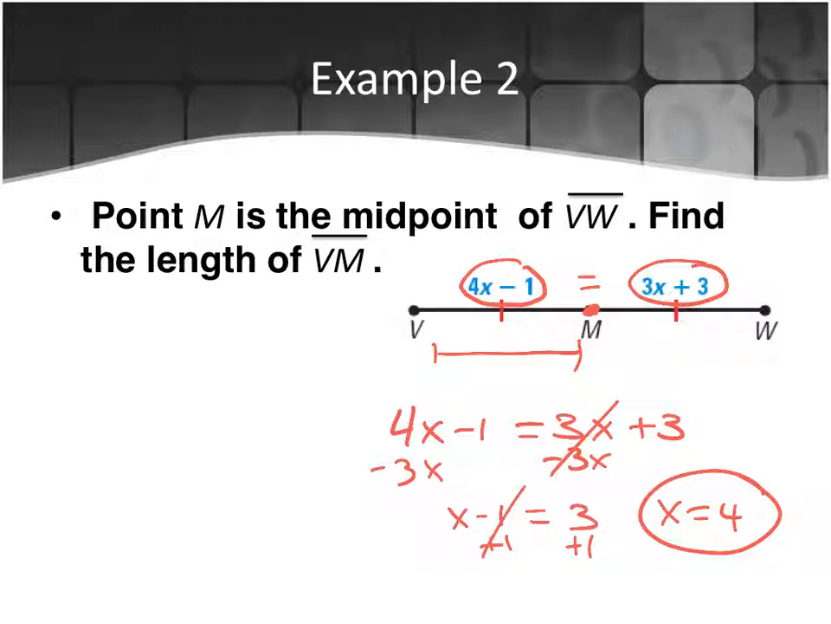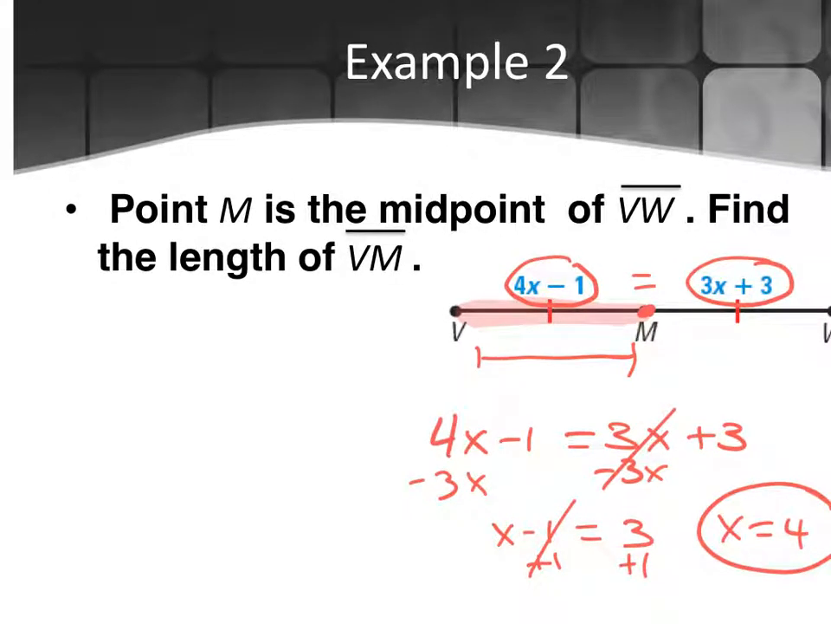Now, it's asking for VM, which is over here. So your instinct is probably just like, why don't I do it there? You're right. But the reason what people are saying is you could plug it into either of them because they're equal to each other. So no matter what, it's going to end up as the same number. But I'm going to stick with the one on the left because that's VM. You wouldn't be wrong if you did the other side. I'm just going to do the one on the left because that's what they asked for.